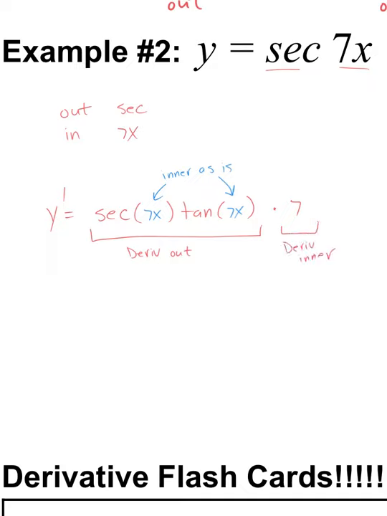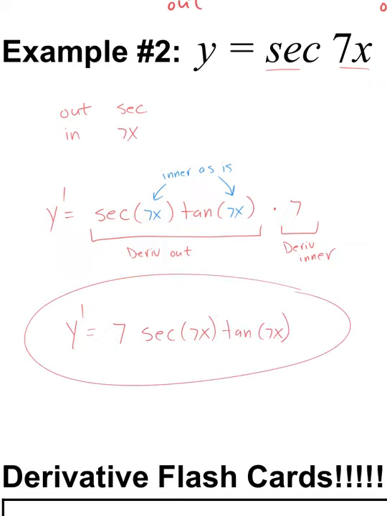So when you rewrite that, simplify it, of course, the 7 comes out front: 7 secant of 7x times the tangent of 7x. All right, thanks, calculus.